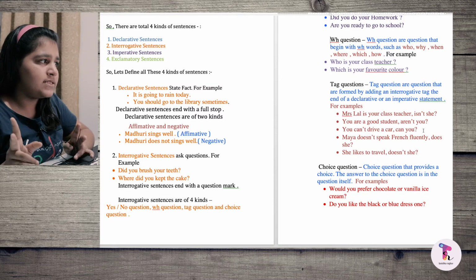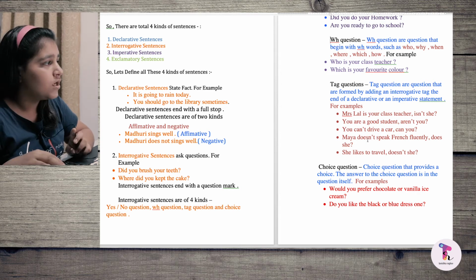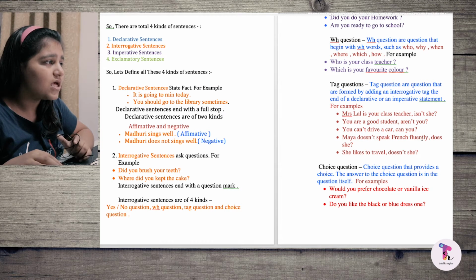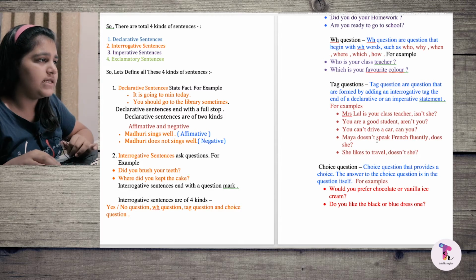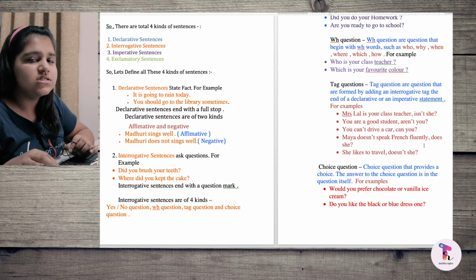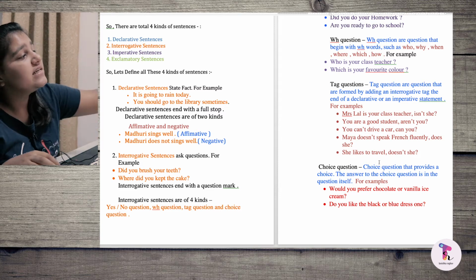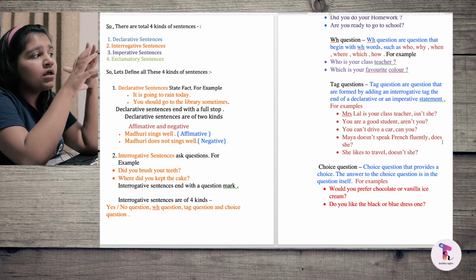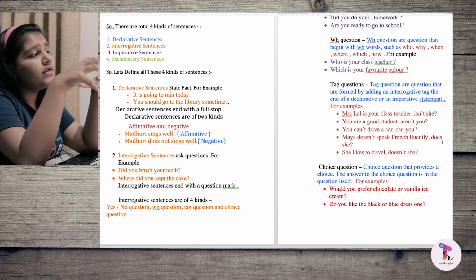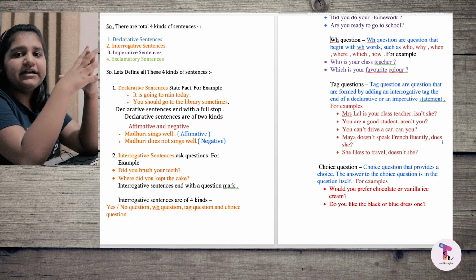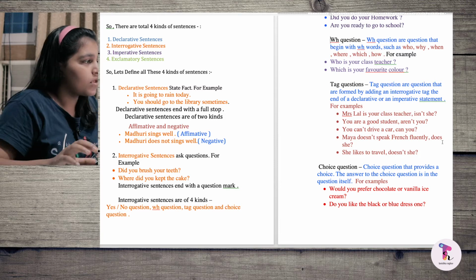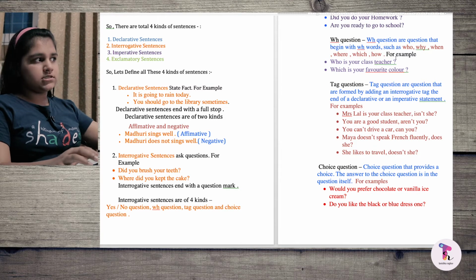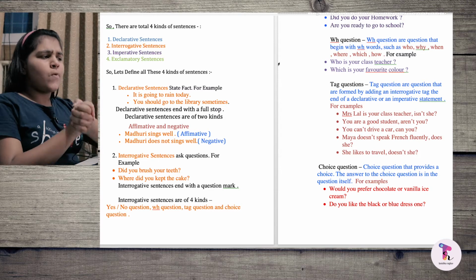Okay, let's take two more examples to make it more clear. You can't drive a car, can you? Maya doesn't speak French frequently, does she? She likes to travel, doesn't she? Okay, so basically tag questions are questions that are formed by adding an interrogative tag at the end of a declarative or an imperative statement. Okay, next. Hope you have understood all that I have explained till now. Next is choice questions.